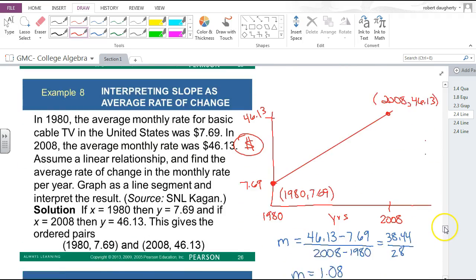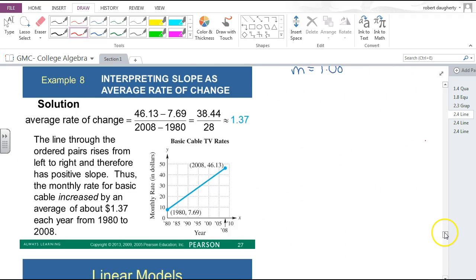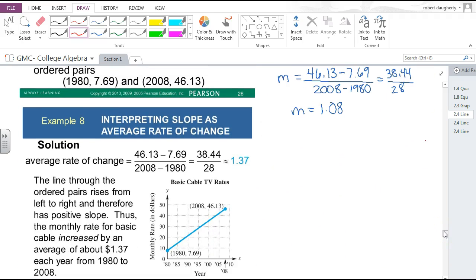So if you look at that, I must have done this wrong, 38.44 divided by 28. Did I do this wrong in my calculation? Sorry about that. 38.44 divided by 28. I must have typed it in wrong. Yeah, 1.38. So this number is 1.38.